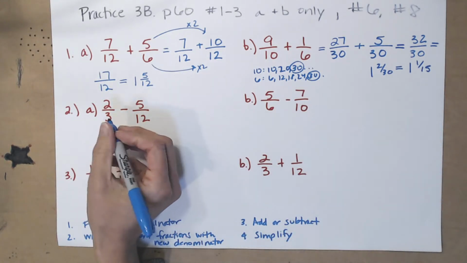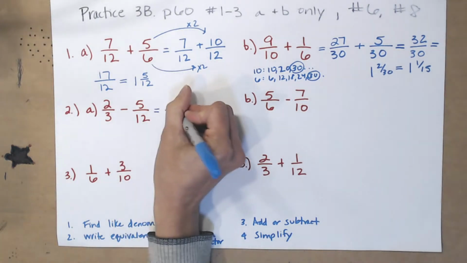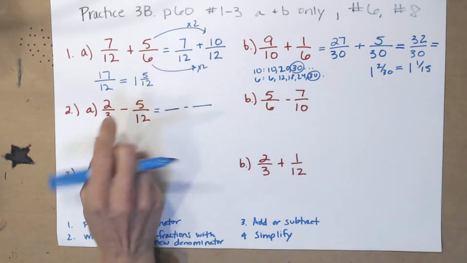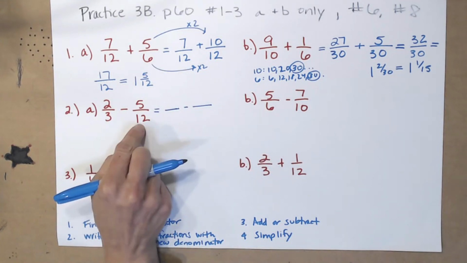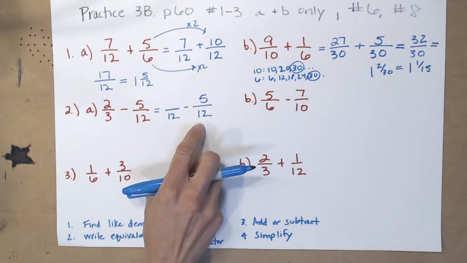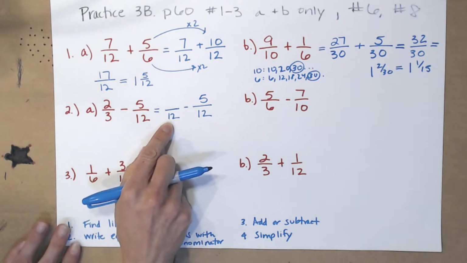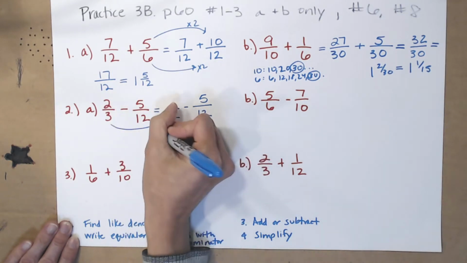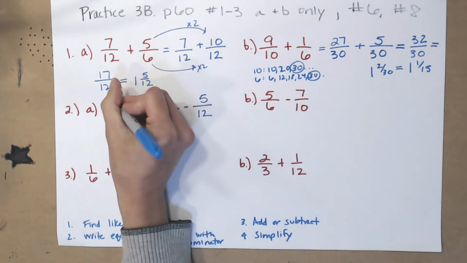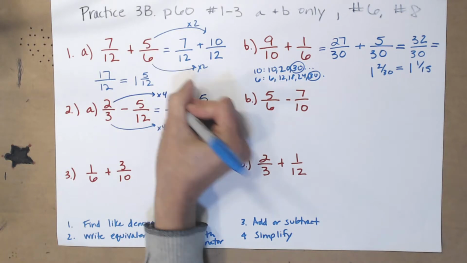Moving on to number 2, we have 2/3 minus 5/12. So we start by rewriting with a new denominator that's common. So 3 and 12, 3 actually goes into 12, so let's use 12. That way our 5/12 stays the same, and we just need to rewrite 2/3 as 12ths. So 3 times what is 12? 3 times 4 is 12. So then we also multiply the numerator times 4. 2 times 4 is 8.